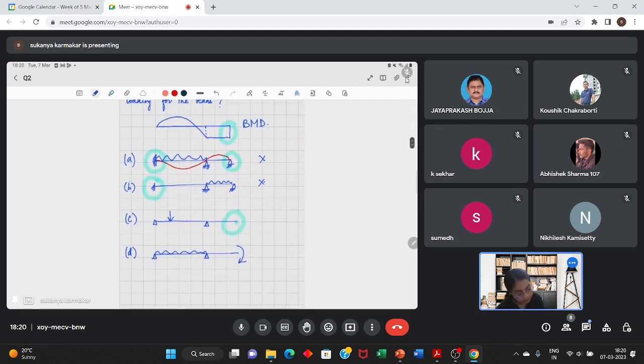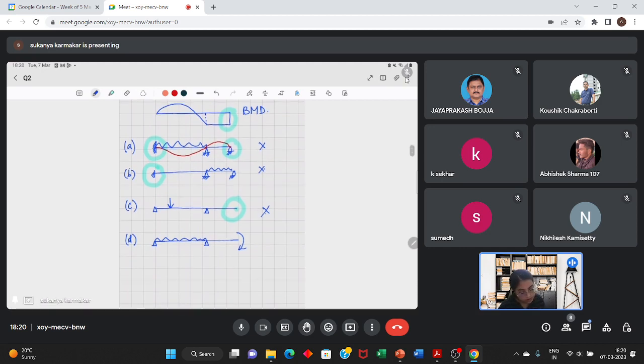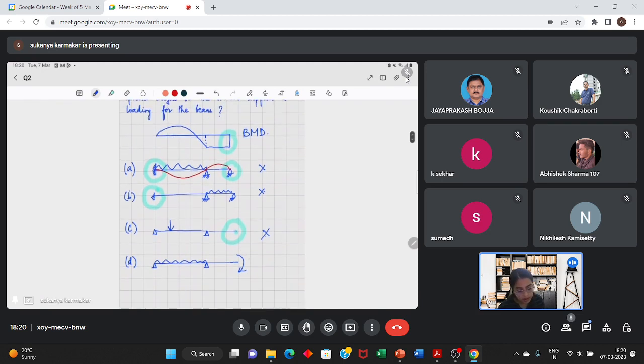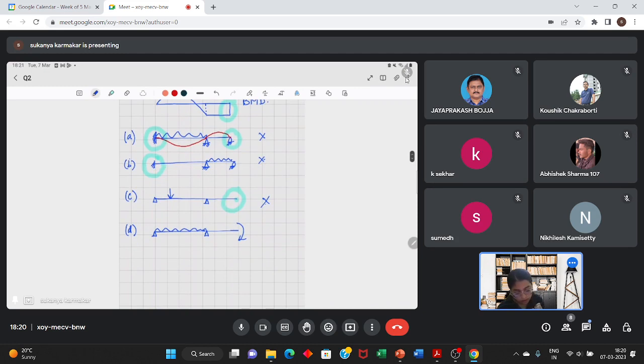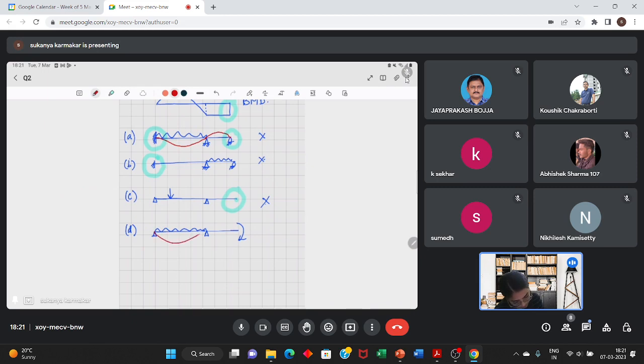And for this, it makes sense. A concentrated moment is given, and here bending moment is there, and here there is a uniformly distributed load. And how will this deflect? This will deflect like you're pushing it up, so it will move like this.